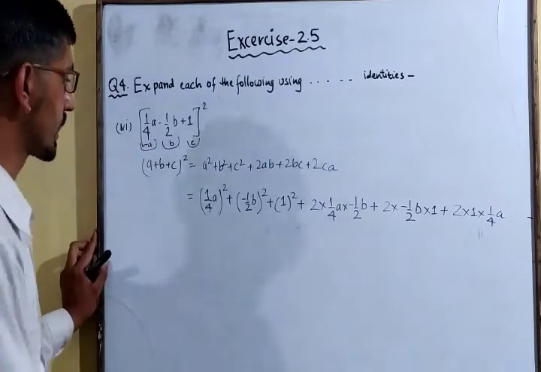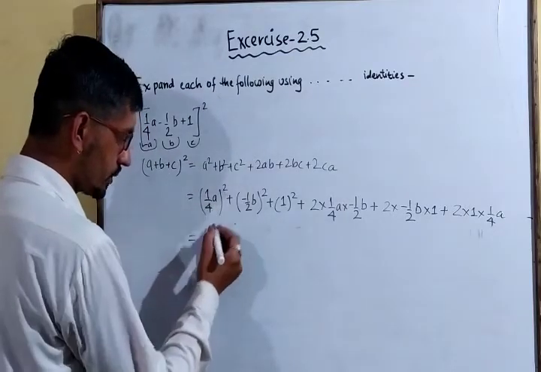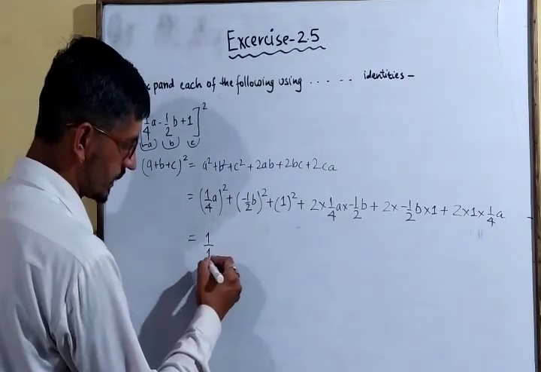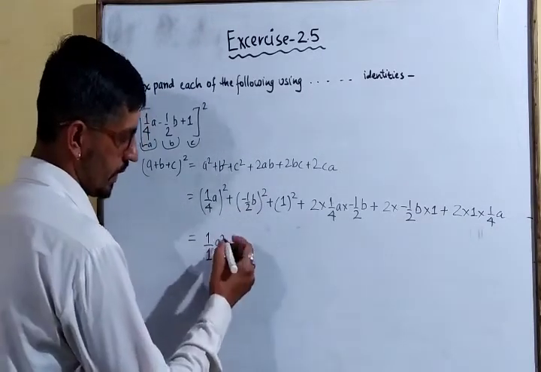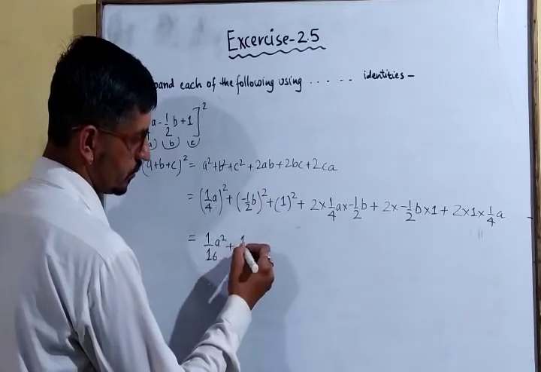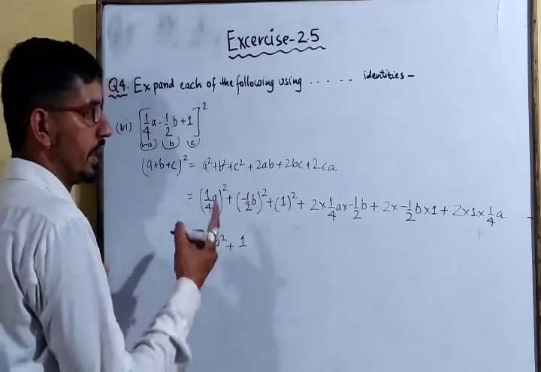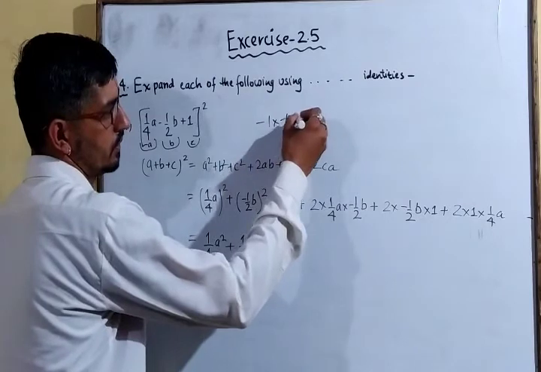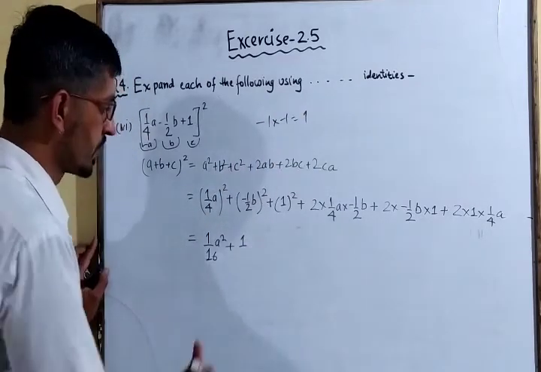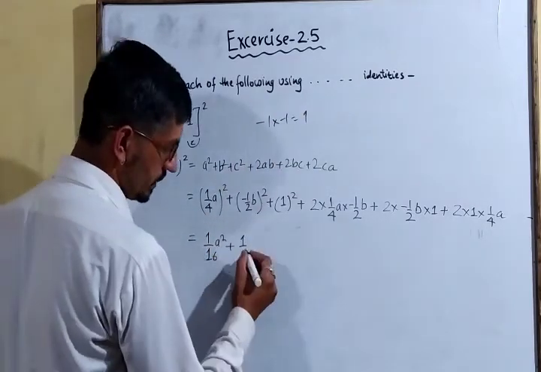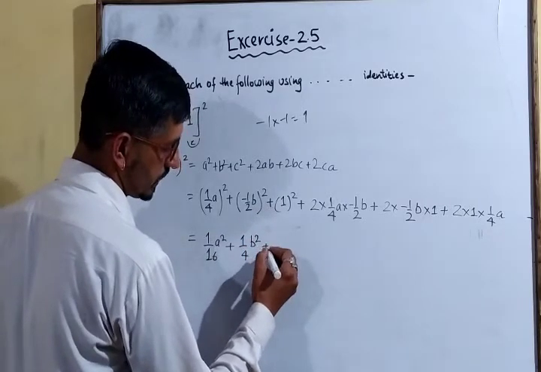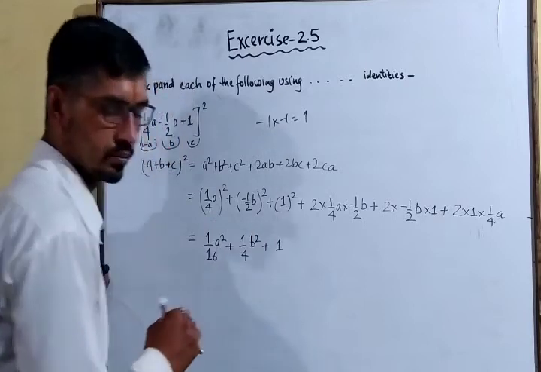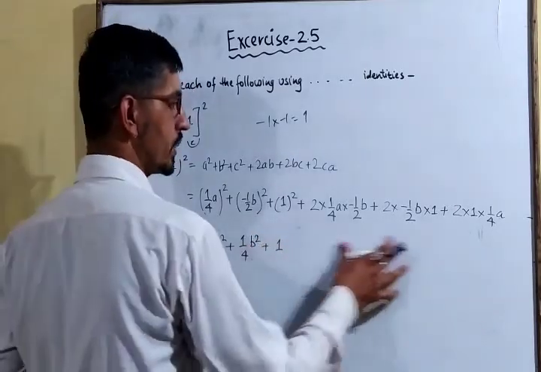Okay, now expand all. Square of 1 is 1, square of 4 is 16, square of a is a square. Now the second one: square of 1 will be 1, negative of 1, you can say, -1 into -1 is 1. The square of 2 will be 4, and the square of b is b square. Plus the square of 1 will be 1.